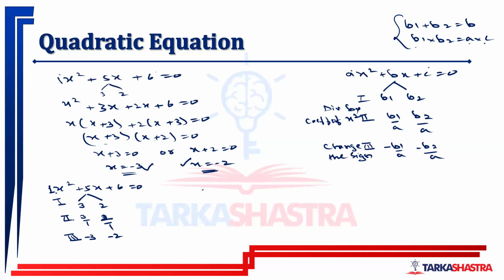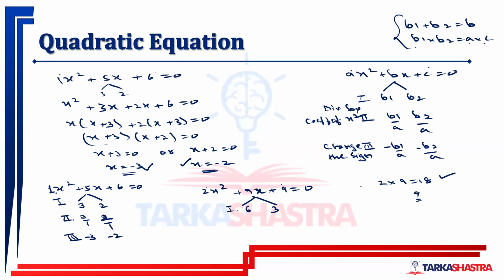Next, let us try to solve one more example. Let us say we have 2x square plus 9x plus 9 equal to 0. The product should be 2 into 9, 18, and the sum should be 9. What will be the split? Now, the first step is the toughest step. It will be 6 and 3. 6 and 3 total is 9 and its product, 6 into 3, is 18.